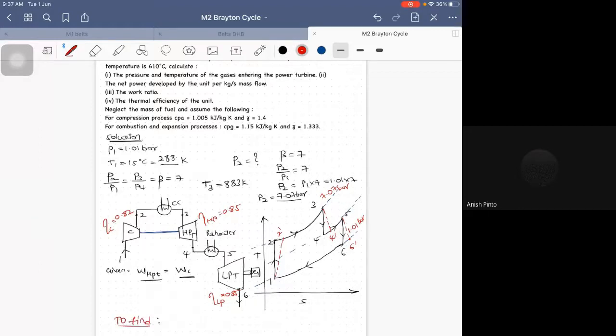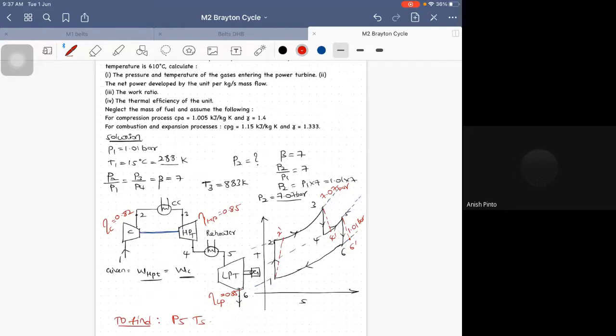So it's the pressure and temperature of the gas entering the power turbine. T5, P5. P5 and T5 have to be found out. Okay, next, what else?